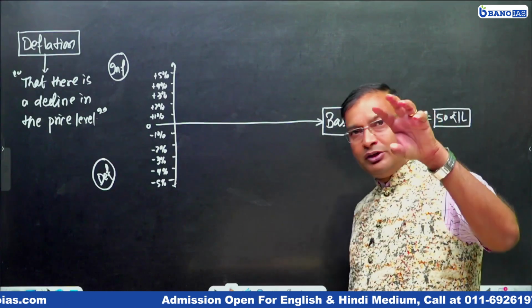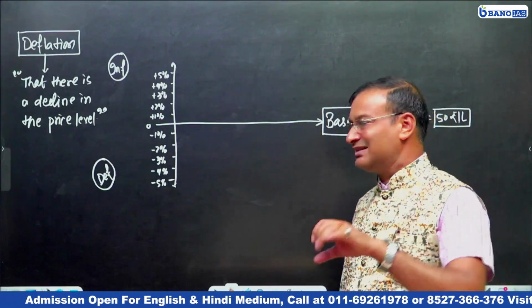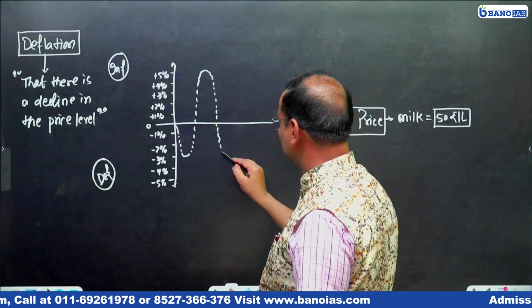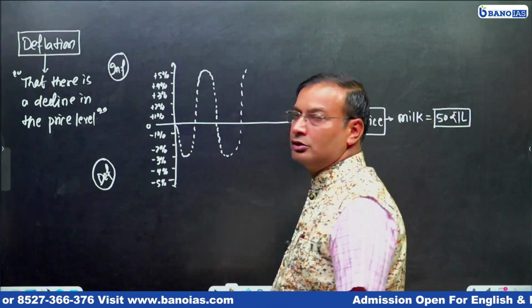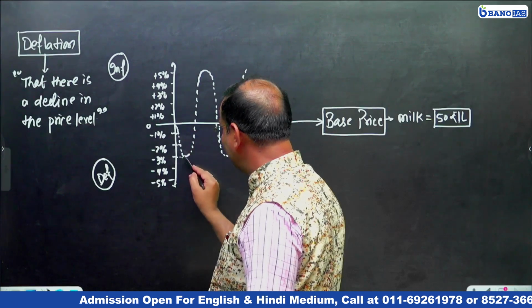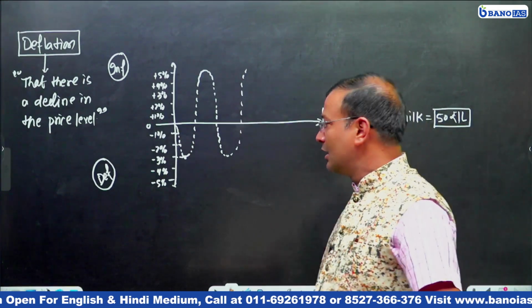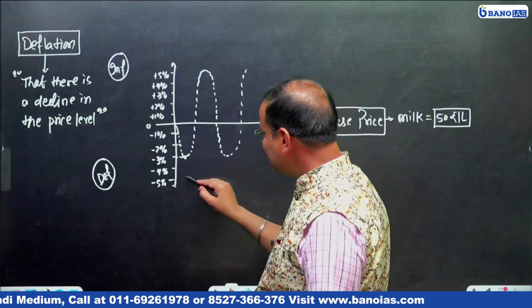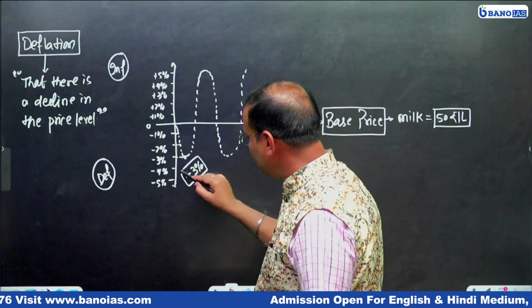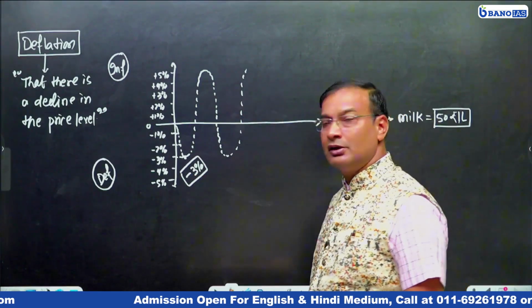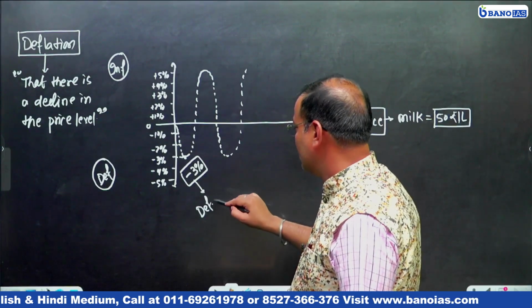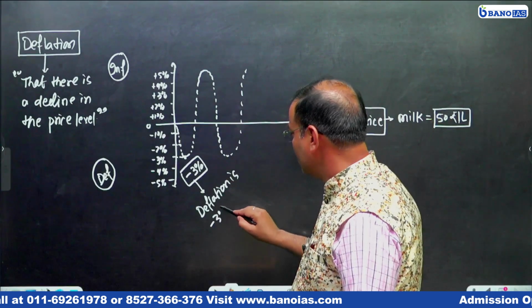Now listen, how the price level journeys. Suppose the price level travels in this manner. Here you see that there is a continuous decline in the base price of the commodity. How much has it declined? It has declined up to minus 3%. So if this is the state of the price level in the economy, you will say that deflation is minus 3%.